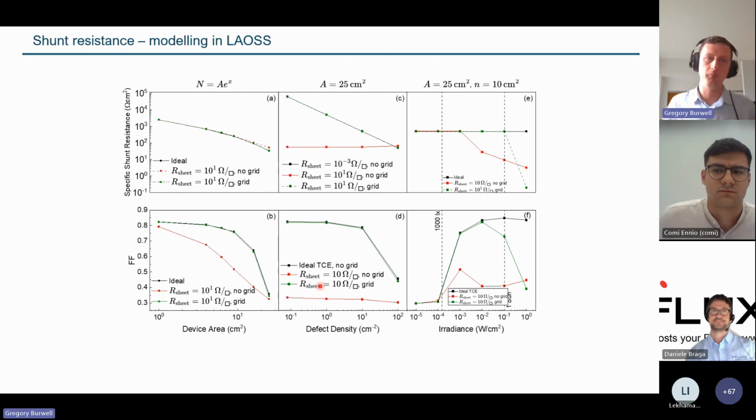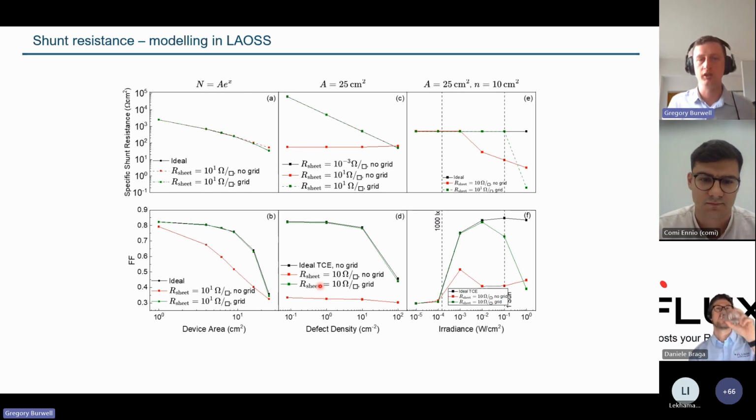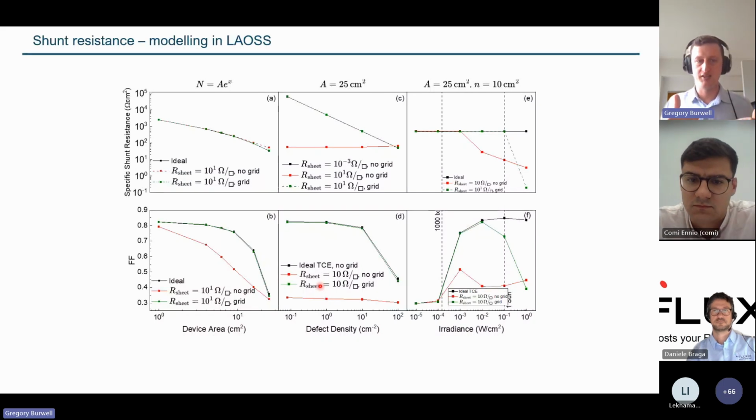So here's some other models we've been looking at using Laos. We've been looking at using a basic probability density function, which is a simple exponential, to try and capture some of the style of behavior you might see as you go to larger area devices. So the larger the area device, if the probability of getting a defect scales with the exponential of the side length, then of course you're going to get more defects in that device as a function of area.